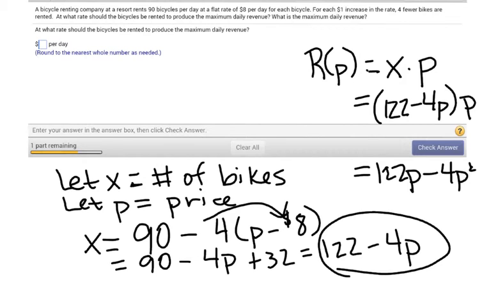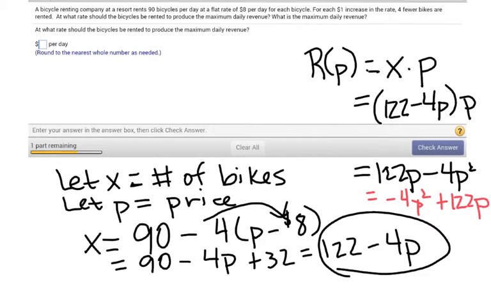Now that should remind you of a quadratic equation, because it is. It's got the p squared in it. So if you want, you can rewrite it, and I'm going to use red here so I don't run into the stuff that I already have written down here, and put the p squared term first. So minus 4p squared plus 122p. Now we just need to apply our vertex formula to this quadratic.